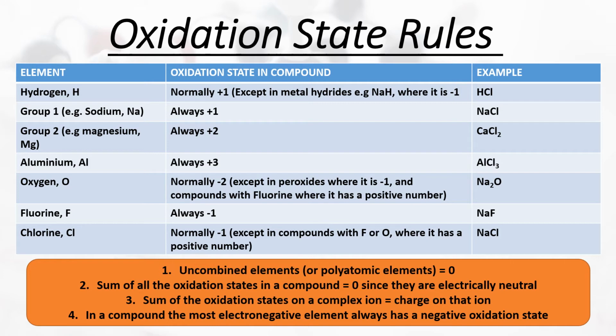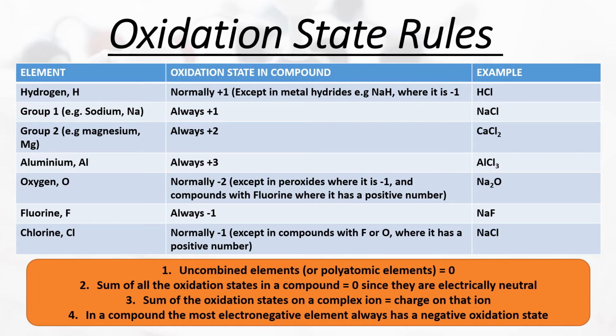Now, the only exception to this rule is if we're in something called a peroxide. This is where we have an oxygen-oxygen single bond, or where it's in compounds with fluorine. Now, if it's in a peroxide, for example, hydrogen peroxide, H2O2, our hydrogens are +1. We have 2 of them, so overall we have a +2. We have 2 oxygens, and therefore to make it neutral overall, we'd have to have these being -1 each. We couldn't have them being the normal -2, because that would give us an overall oxidation state for the whole compound as -2. And if we have a neutral molecule, the sum of the oxidation states must be neutral as well.